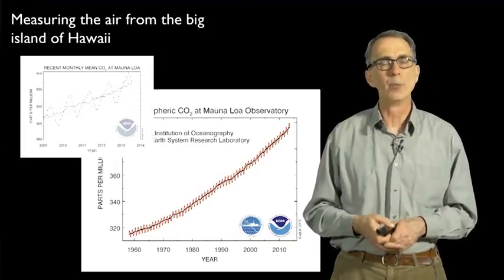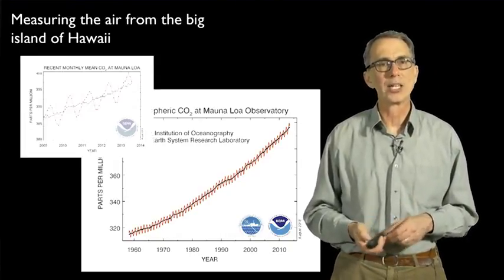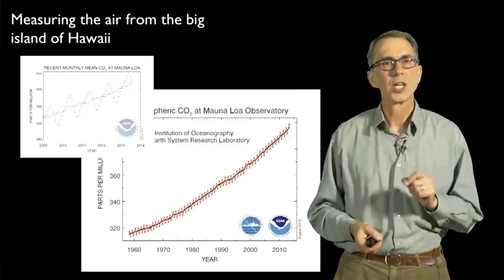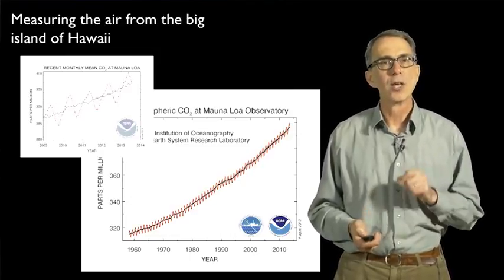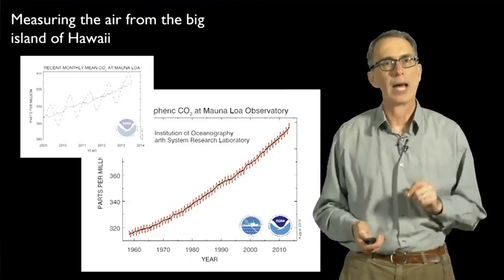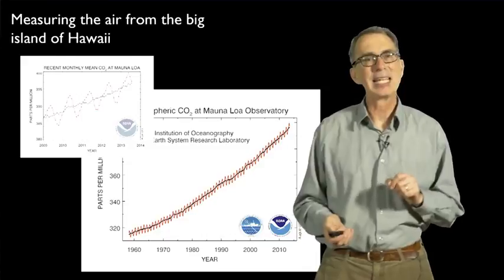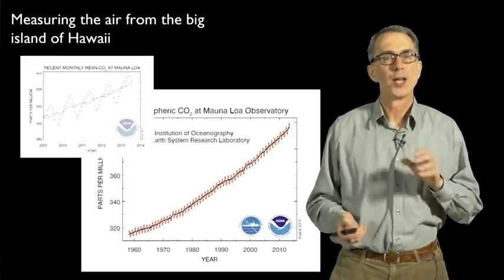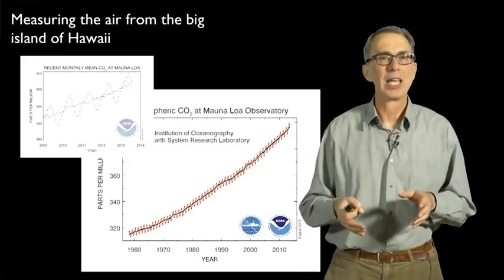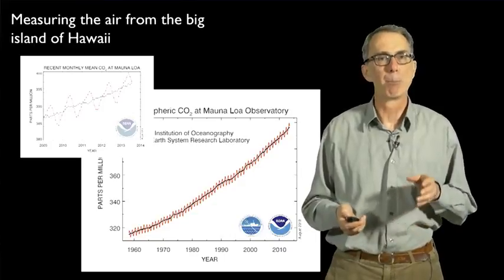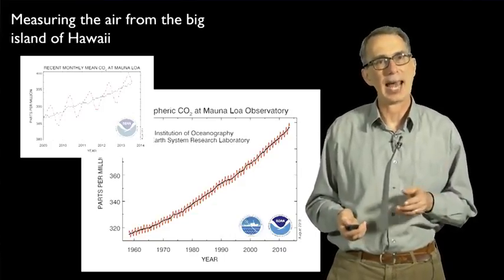And now let's zoom in to the last 3 years. What we can see is a pronounced seasonal cycle with higher values of carbon dioxide in the winter and lower values in the summer. And that's really an indication of the global environmental system breathing in and breathing out.